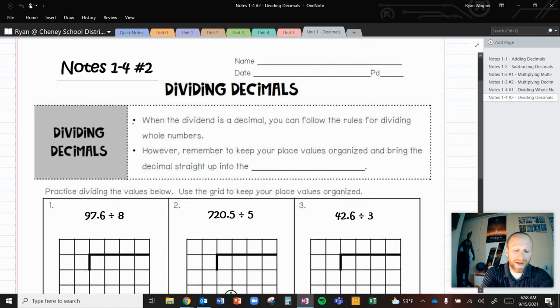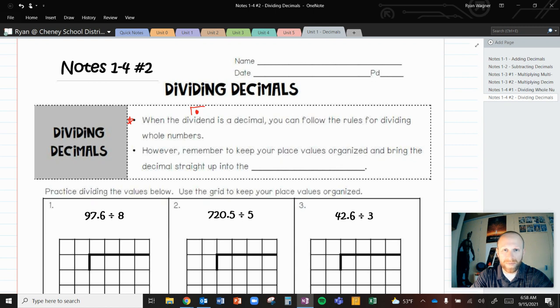So dividing decimals right here, when the dividend, okay, remember that's the thing that's inside the house, is a decimal, you can follow the rules for dividing whole numbers. So it's going to be the exact same thing. We're just going to have one little extra thing, that is the decimal. However, right here, remember to keep your place values organized and bring the decimal straight up into the answer.